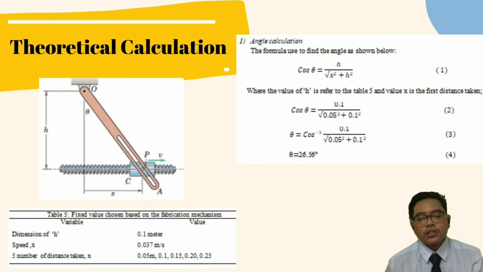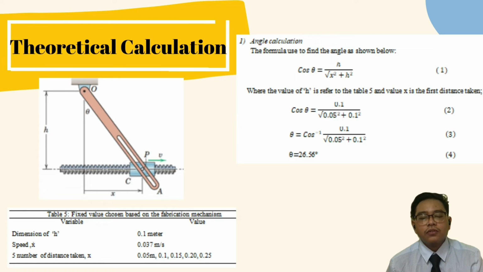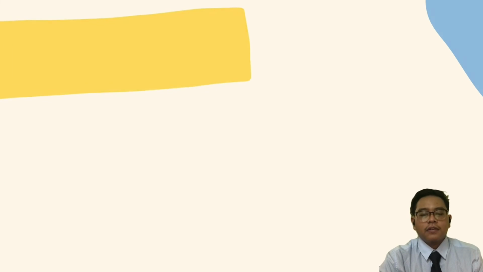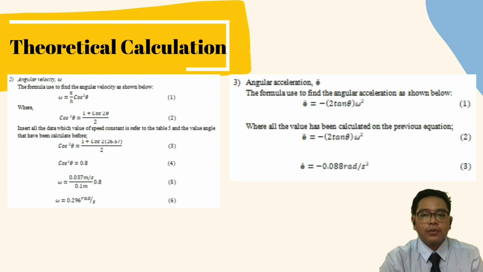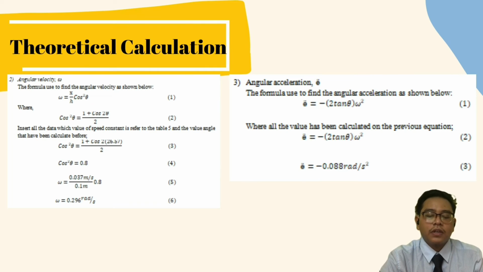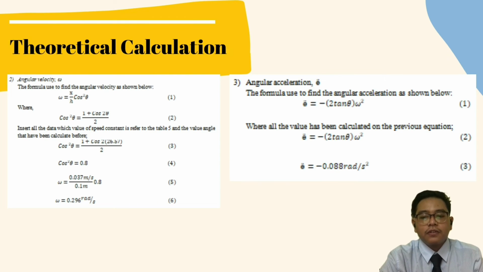For the theoretical calculation as shown in the figure, we have 3 fixed values. For the calculation, the distance used is 5 cm for the example, and the angle we get is 26.56 degrees. Next calculation is for the angular velocity. We use the data and insert it into the formula, and we get the angular velocity is 0.296 radian per second. And for the angular acceleration, we use the angular velocity data and insert it into the formula, and we get negative 0.088 radian per second squared.